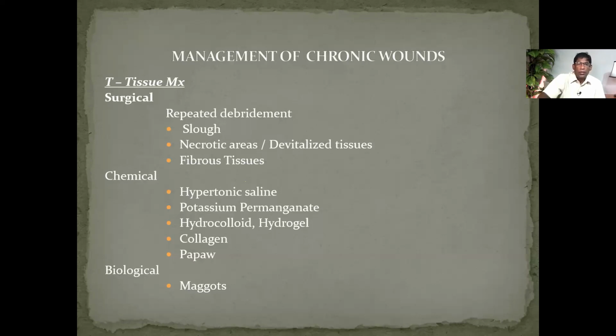Chemical tissue management: hypertonic saline can be used, potassium permanganate, hydrogels, hydrocolloids, collagen, and papain resins. Biological tissue management is done by maggots, which I don't like.